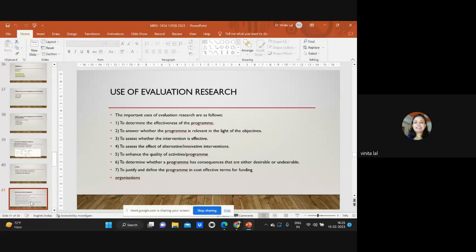Use of evaluation. The uses of evaluation are to determine the effectiveness of the programs, which means to answer whether the program is relevant in the light of objectives, to assess whether the intervention is effective, to assess the effectiveness of alternate innovative interventions, and to enhance the quality of activities and programs, to determine whether a program has consequences that are either desirable or undesirable, and to justify and define the program in cost-effective terms for the funding organization.